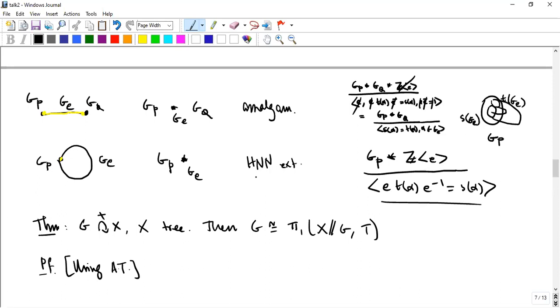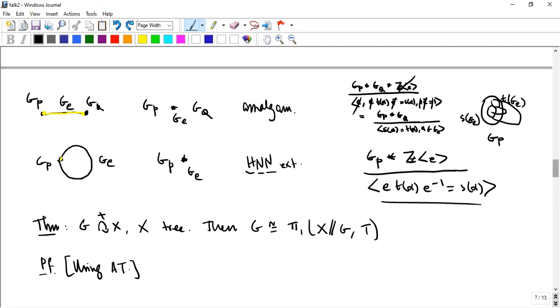And this is called an HNN extension. The HNN here stands for Higman, Neumann, Neumann. I don't know how these two Neumanns are related, I'm not sure anymore. But these are called Higman, Neumann, Neumann extensions, or HNN extensions in short. I think originally they used these kinds of group constructions to prove that any finitely presented group embeds in a two generated group, something crazy like this. And you can prove it using HNN extensions.